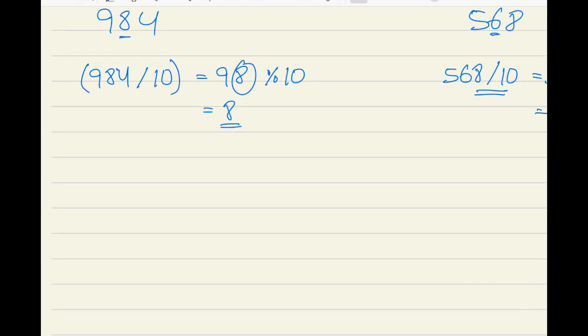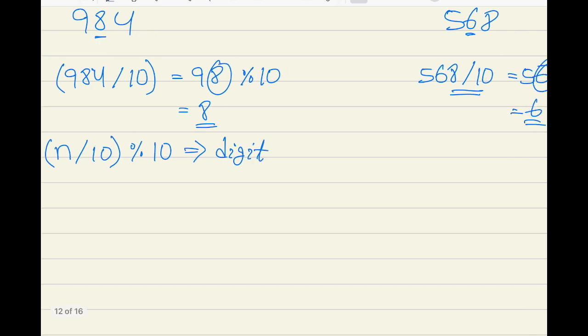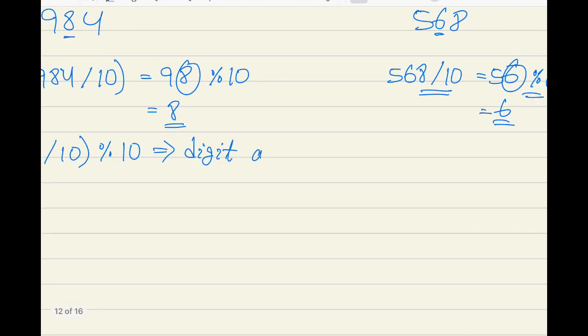So if we divide any 3-digit number by 10, then again modular division 10, it is going to produce the digit at the 10th place.